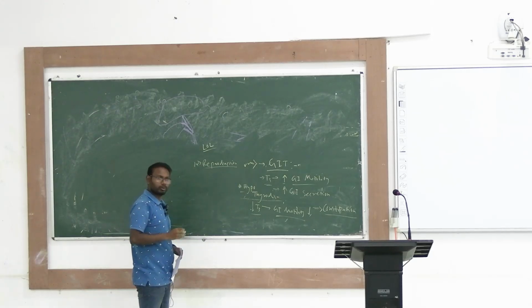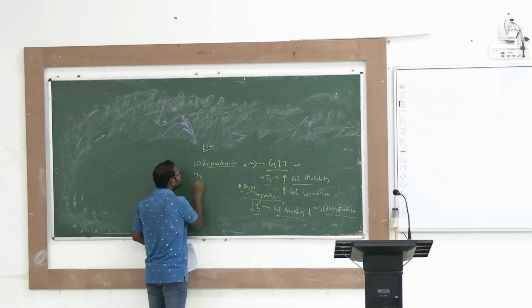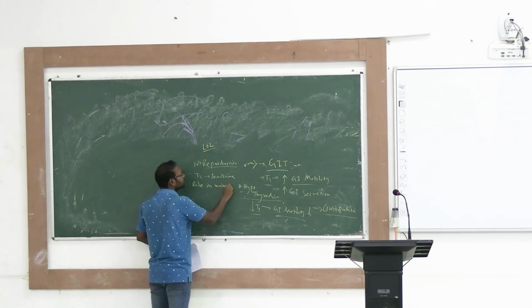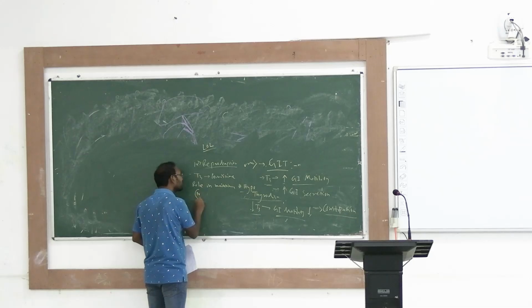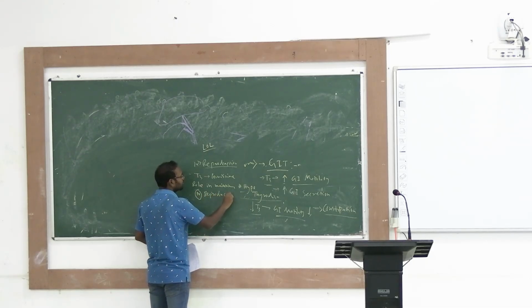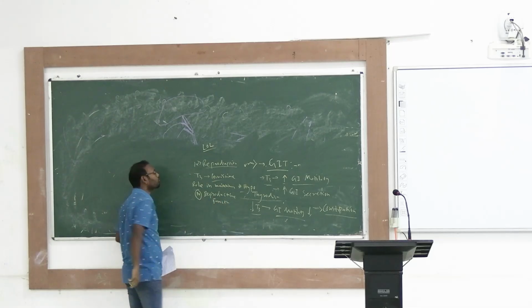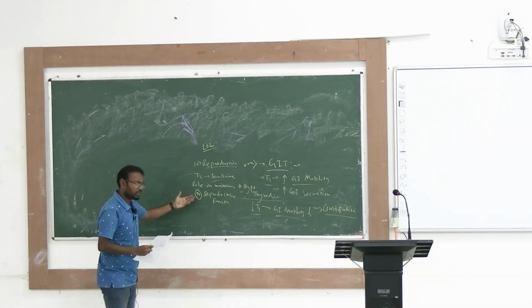Reproduction. Okay. You have sat down, yes. So T3 will have a permissive role in maintaining normal reproductive function. So they will have a permissive role in maintaining normal reproductive function.